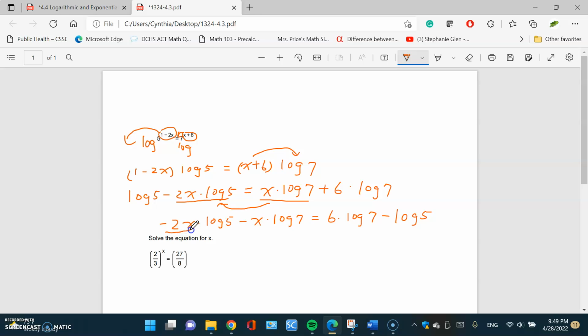So here we can take out x outside, or we can take out negative x outside. That's the same thing. Okay, so when I bring the negative x outside, here I still have a 2. So I will have the 2 log 5 plus log 7 is equal to 6 log 7 minus log 5.